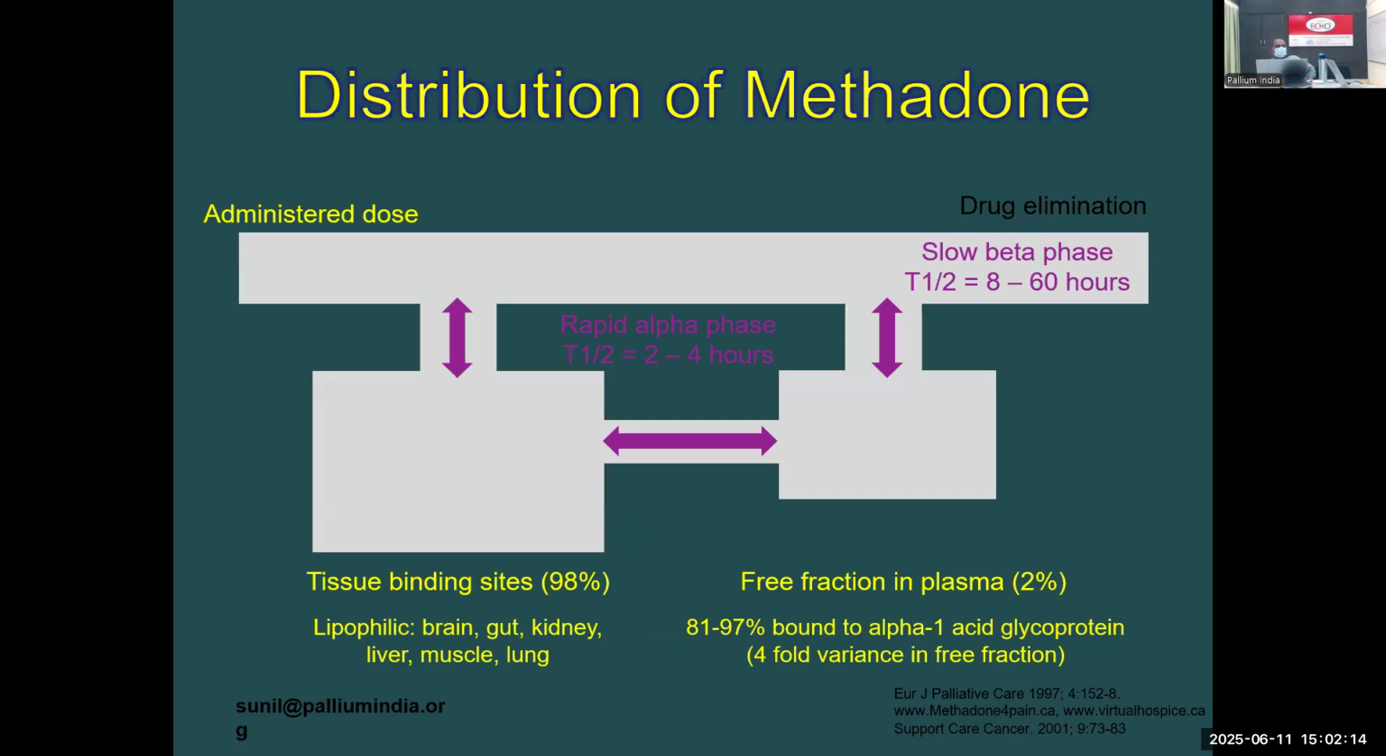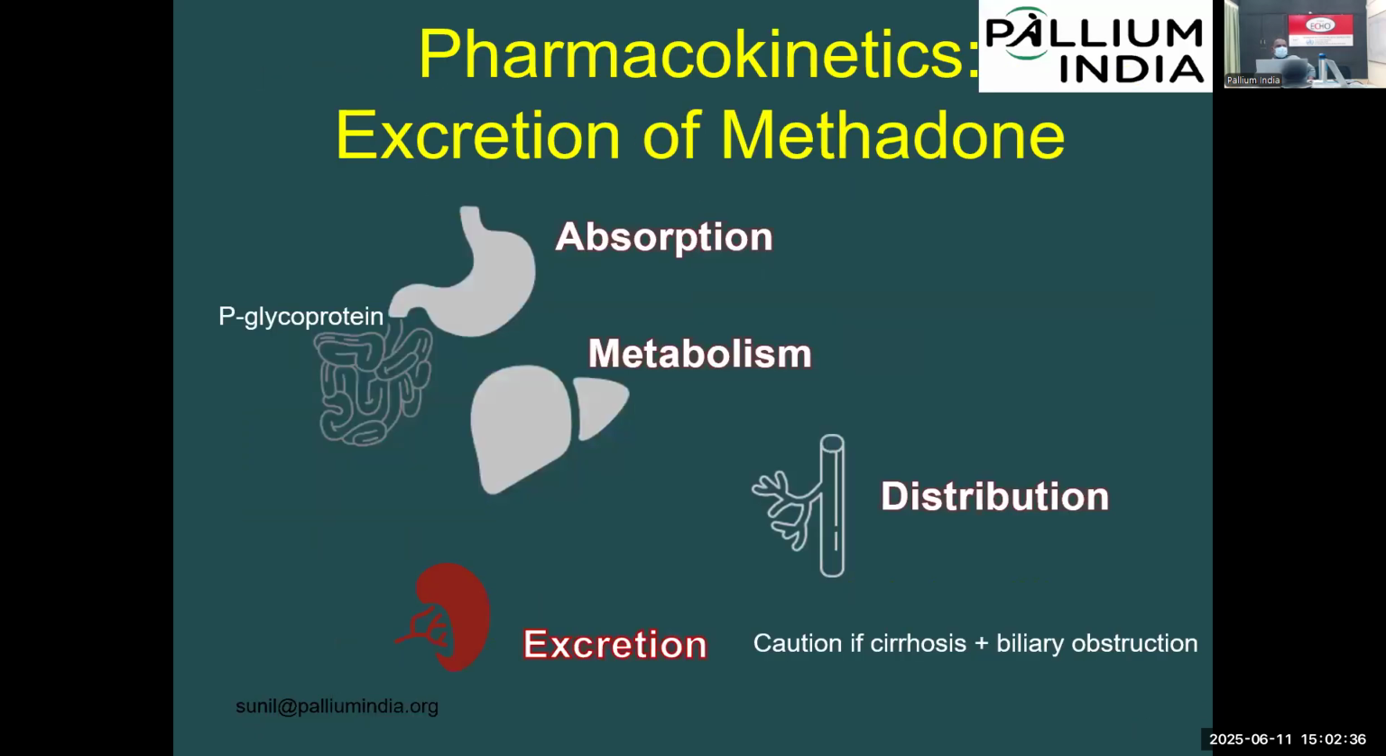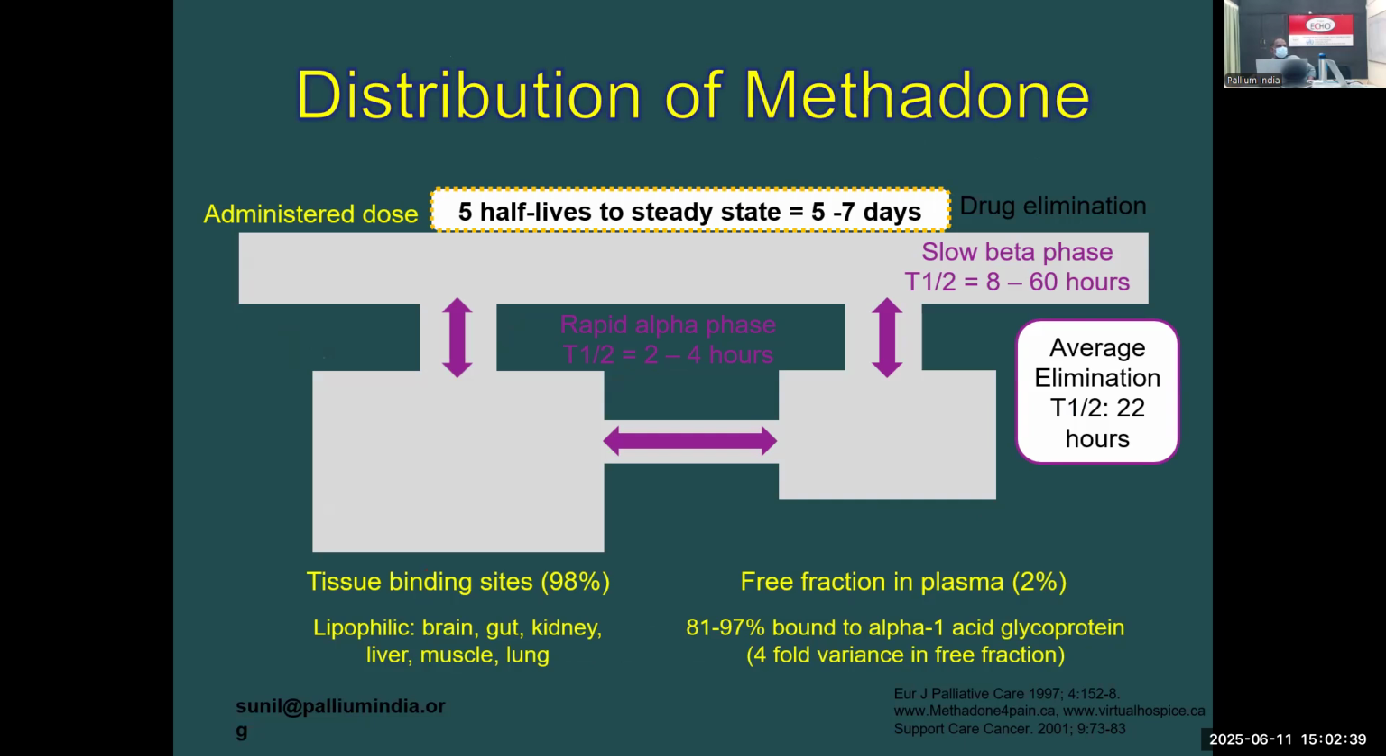And methadone, once you administer it, will take about 5 to 7 days to get the blood level stabilized and to provide proper continuous pain relief. It is because, when methadone is administered for the first time, if you are going to start methadone for a patient, the administered methadone will go into the tissue binding sites. So for the first 2 to 4 hours, it will be there in the blood. But immediately after that, it will all go into the tissue binding sites.